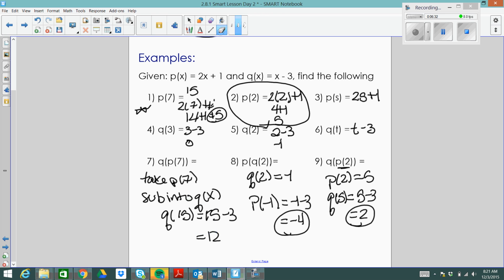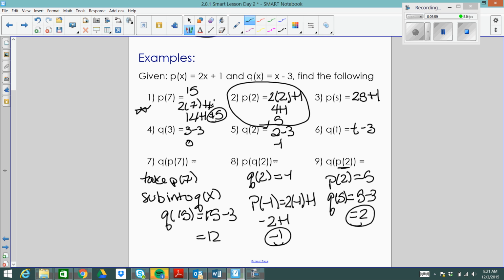In our last example, I went backwards. So q of 2 gave us -1, but then we needed to substitute that into p of x, which function p of x is not x minus 3, it is 2x plus 1. So 2 times -1 plus 1, which will give us -2 plus 1, which is -1. Interesting. So again, what we did was we found q of 2, then substituted that answer into p of x and got -1. So that is the most basic form of composition of functions.